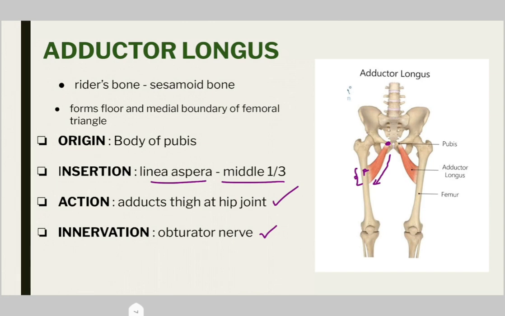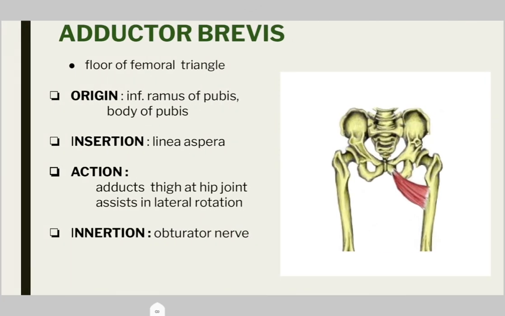And one more thing you need to know about the adductor longus is that in horse riders, due to the friction against the horse's back, it will lead to calcification in the tendon of adductor longus. These bones are called sesamoid bones. So adductor longus is called the rider's bone. This is about adductor longus.